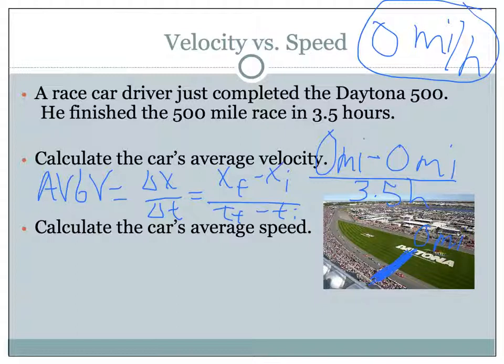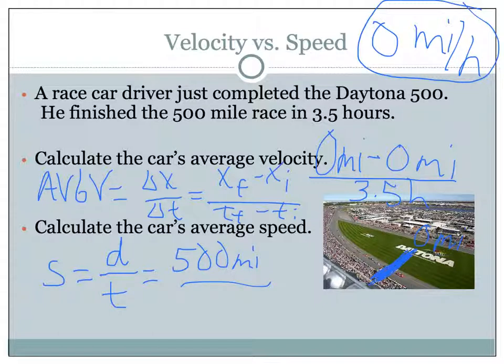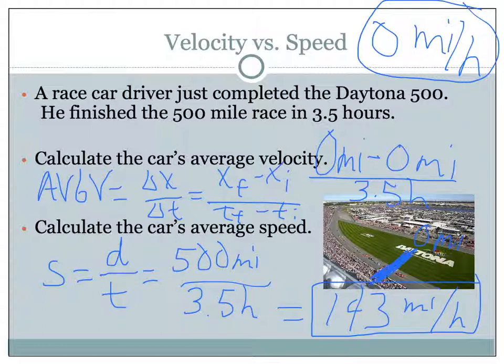Now speed is different. Speed, we're just trying to calculate the distance traveled divided by the time. Well, what's the total distance the car traveled? Looks like 500 miles. And how long did it take them to ride 500 miles? 3.5 hours. So 500 divided by 3.5 hours gives us 143, and that's miles per hour. Do I need to put a direction on it? No, because this is speed. With speed, we don't need direction.